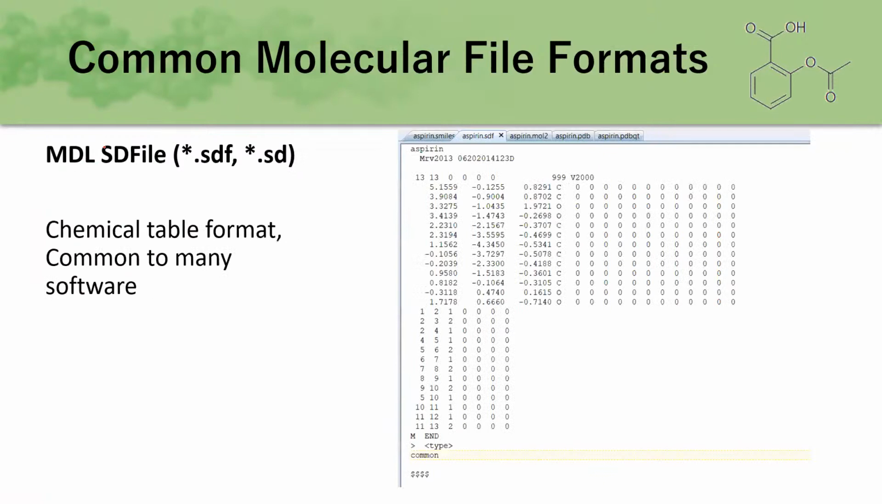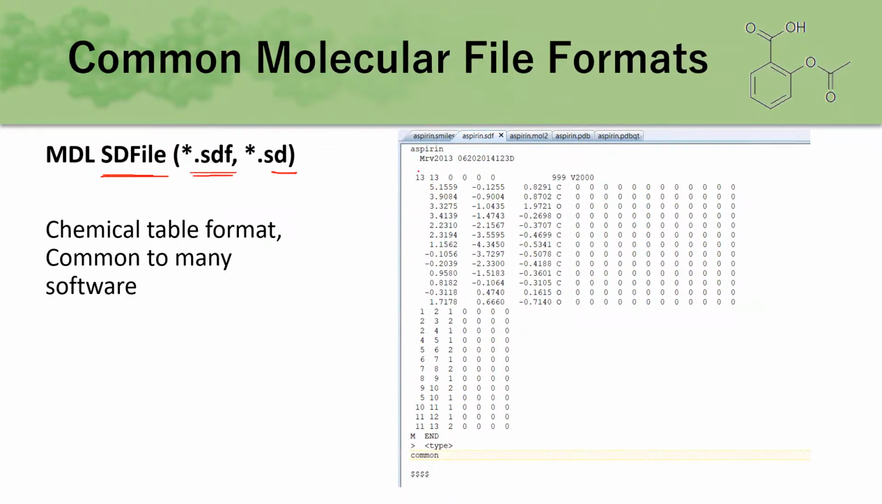The most common and the most widely used format is the SD file format, where the files often end with the extension either .sdf or .sd. So this is how you should save your data so the software can understand it. And we already have talked about this.